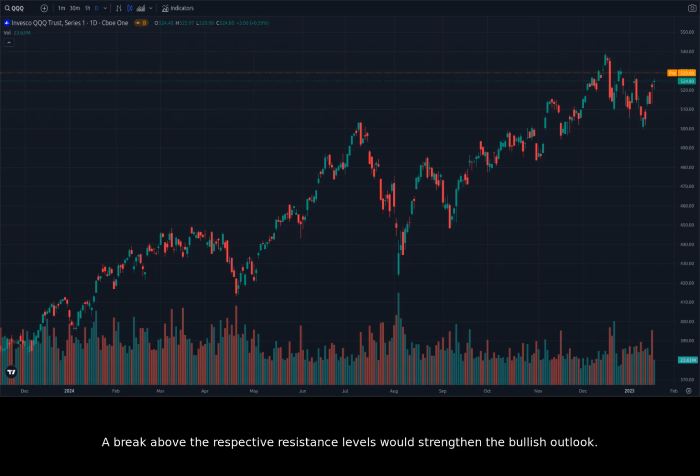A break above the respective resistance levels would strengthen the bullish outlook. Conversely, a drop below the respective support levels could trigger short-term bearish reversals. The likelihood of a short-term price increase is moderate, contingent upon positive news and investor sentiment.